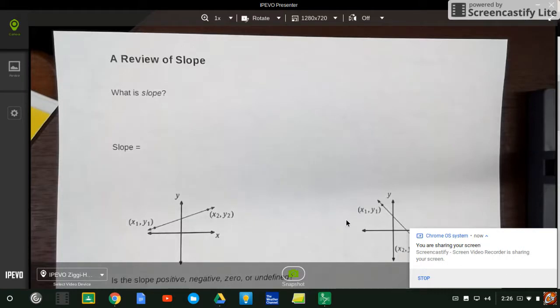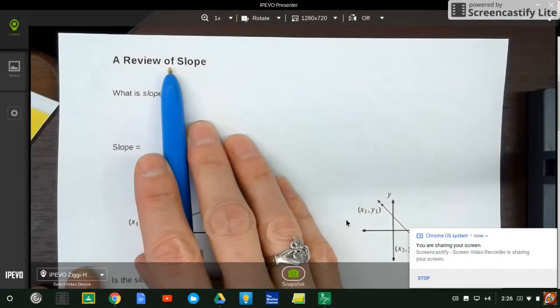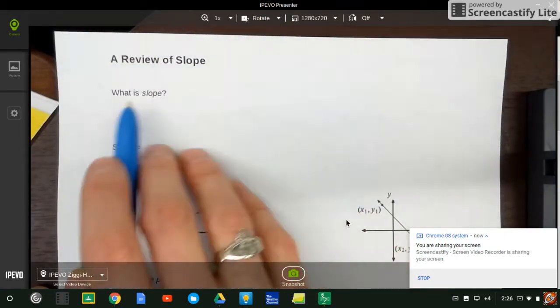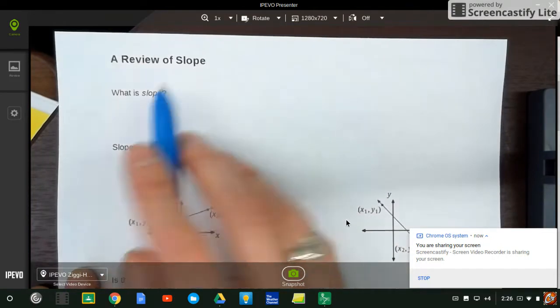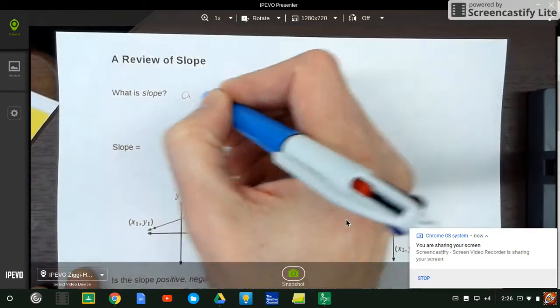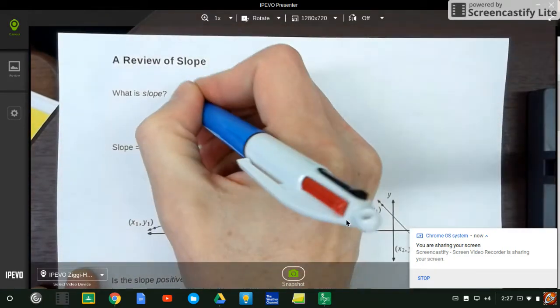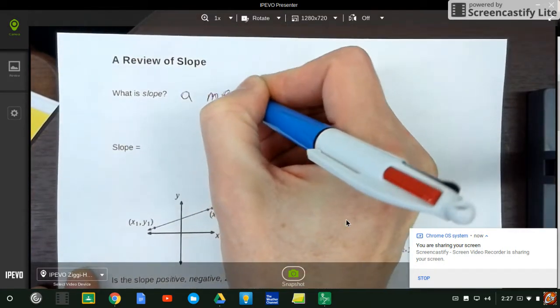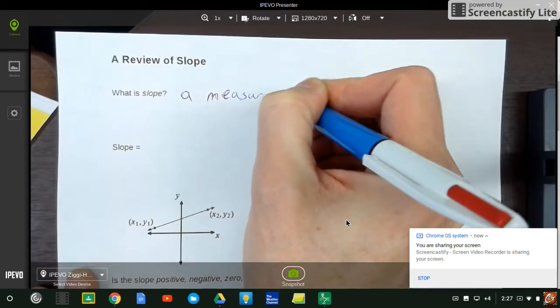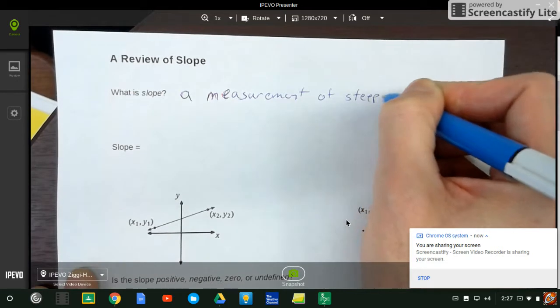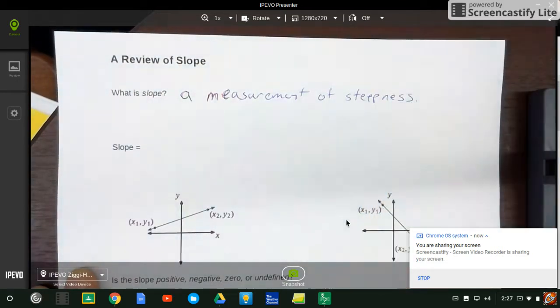So before we begin our next unit, I want to do a little bit of review of slope, which is something that I know you covered in your algebra classes. So first of all, what is slope? Well, slope is nothing more than a measurement of steepness. That's all it does. It measures how steep a line is.